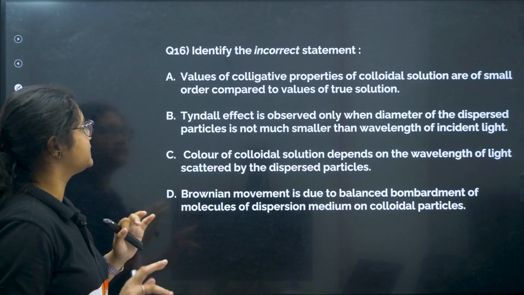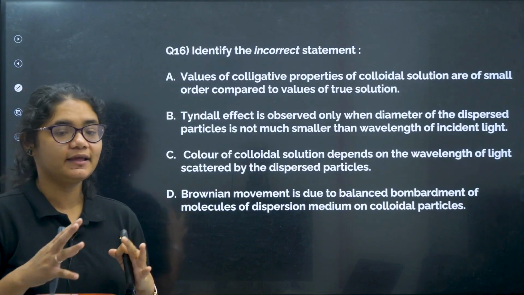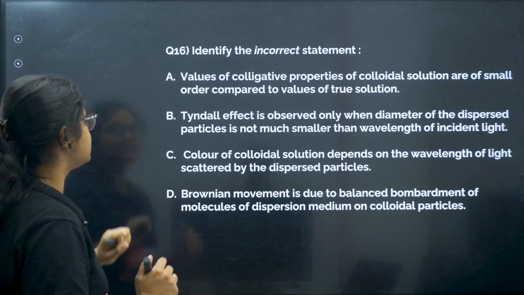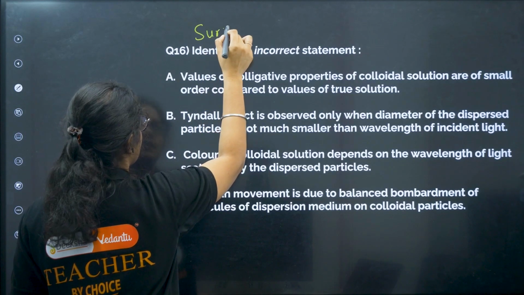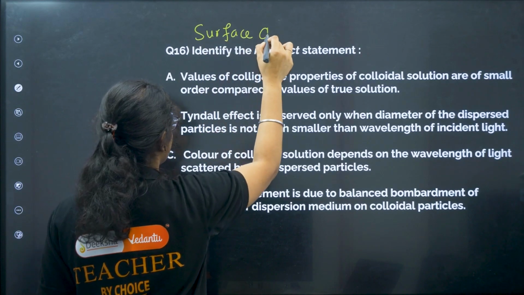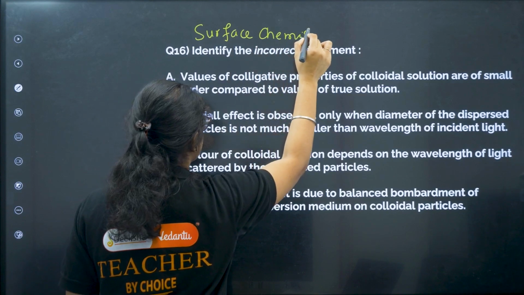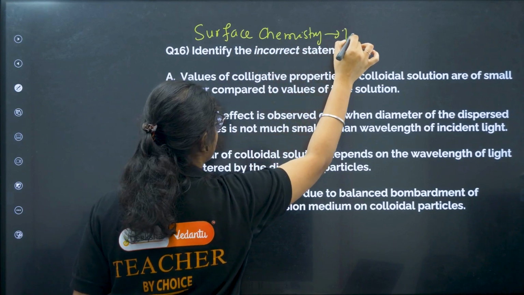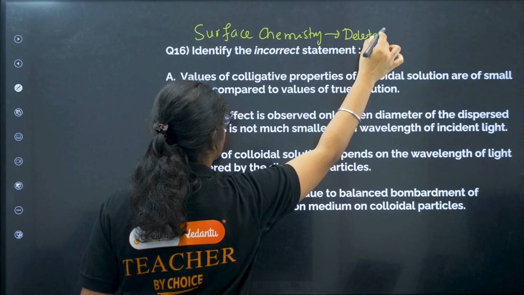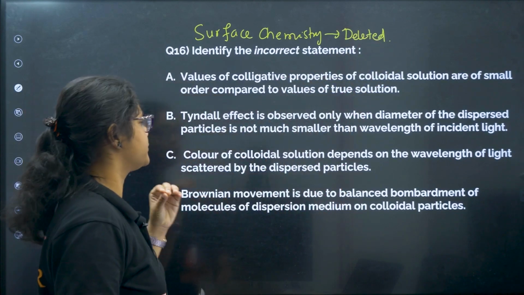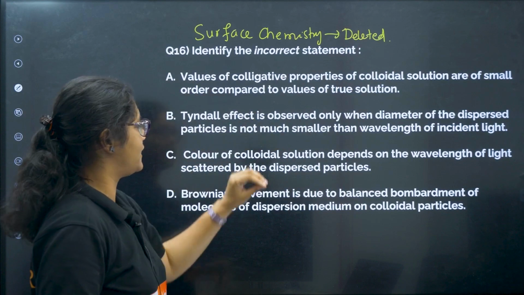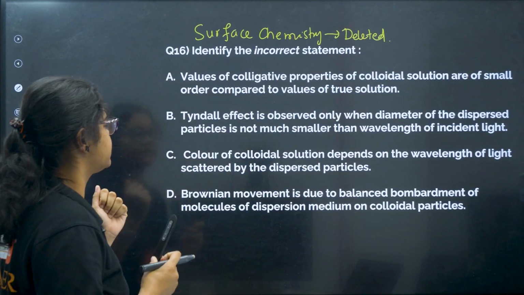Let us see the next question, question number 16: identify the incorrect statement. This one is from the chapter surface chemistry, but this chapter is again your deleted portion, so it is a deleted topic, so you need not worry very much. Values of colligative properties of colloidal solution are of small order compared to the values of true solution. Yes, that's the correct statement.